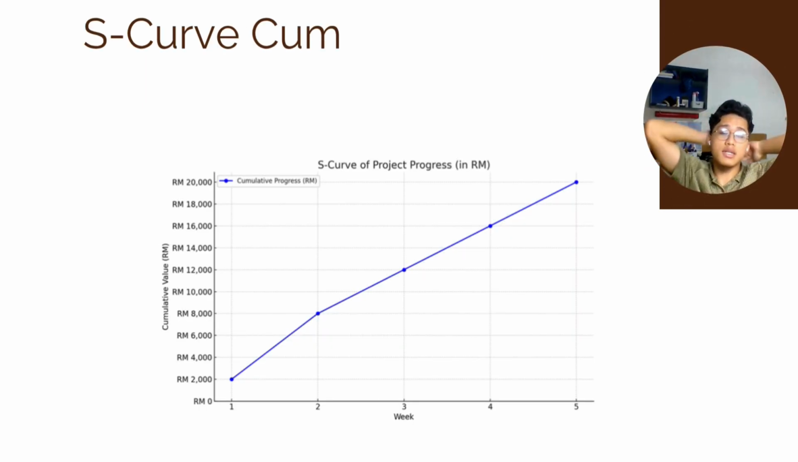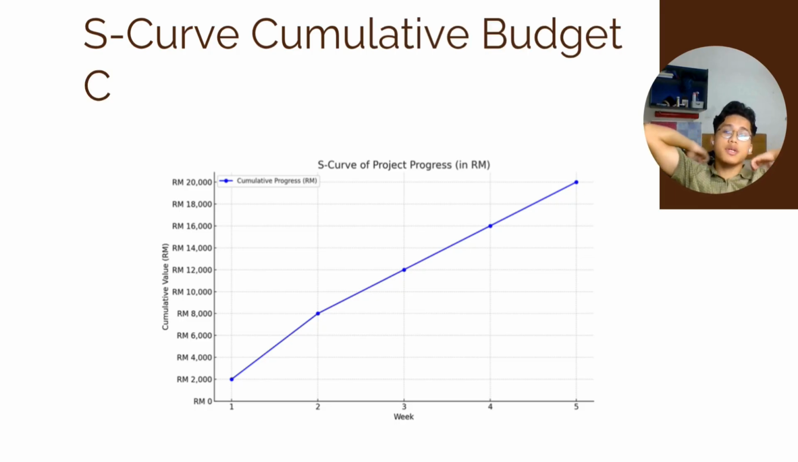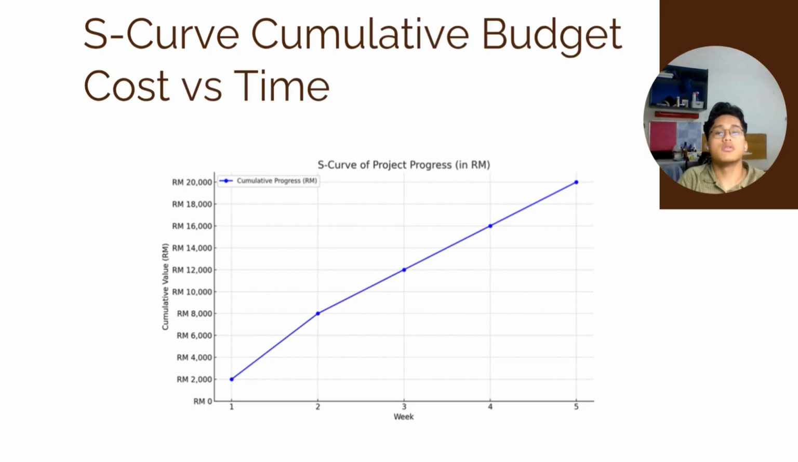Lastly is the S-curve of cumulative budget cost versus time. As you can see in the picture, the graph increases like an S curve. It starts at week one at 2,000. It increased to 8,000 in week two. It also increased to 12,000 in week three, 16,000 in week four, and lastly 20,000 in week five.